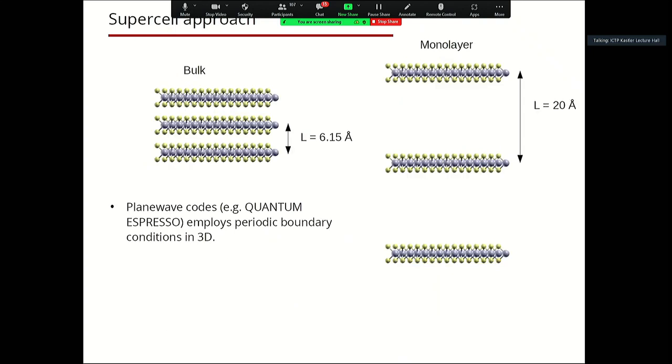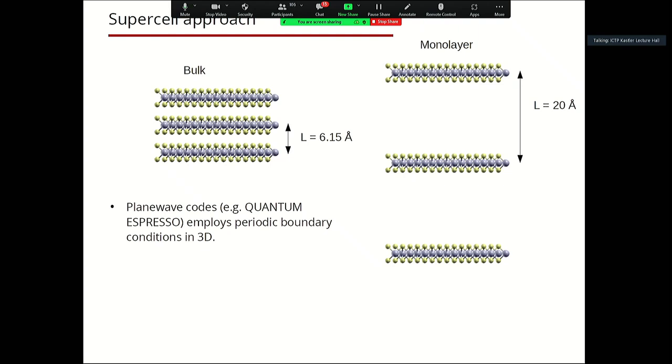Okay, so if we want to describe a monolayer material or a two-dimensional material with a plane wave code like Quantum ESPRESSO or Yambo, that employs 3D periodic boundary conditions, we can use the supercell approach.